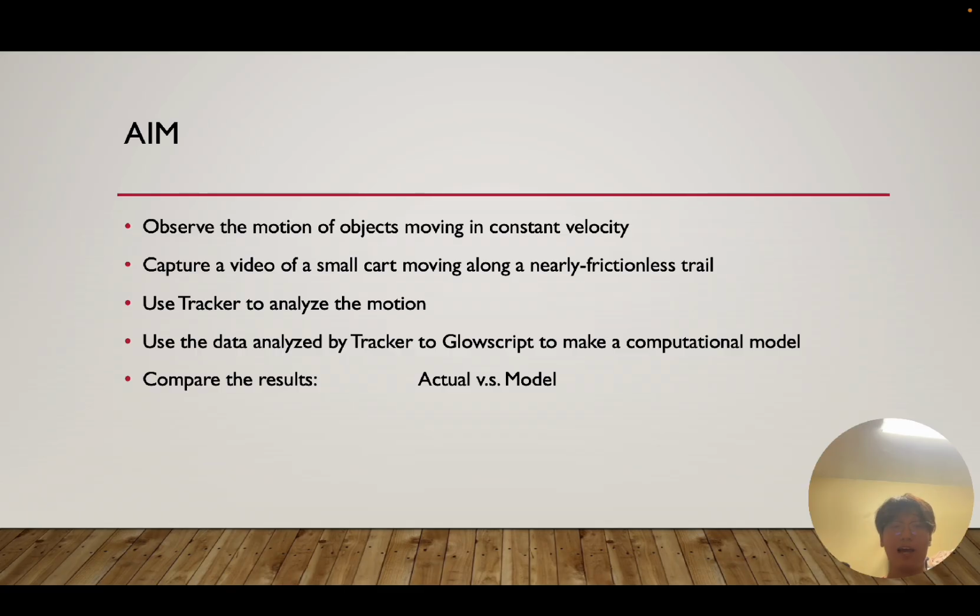The aim of the lab is to observe the motion of objects moving at constant velocity. To do that, we have to capture a video of a small car moving along a nearly frictionless track, and we use the software Tracker to analyze the motion. We use the data analyzed by Tracker to put into GlowScript to make a computational model, and we compare the results, which are the actual data and the model data.